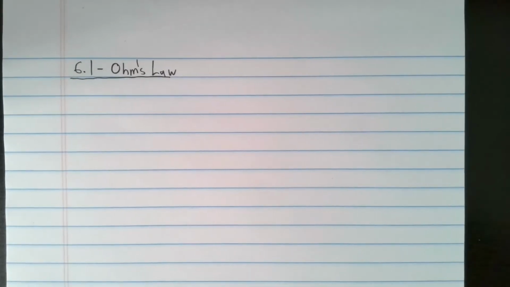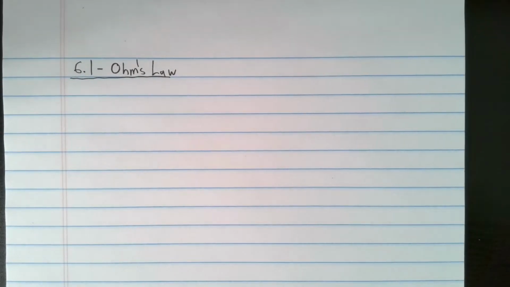6.1 is about an equation called Ohm's law. This is the equation that we talked about during the lab. V equals IR. In this lesson, however, I want to talk a little bit about what each of those things means. What's voltage, what's current, what's resistance. So we'll start with voltage.